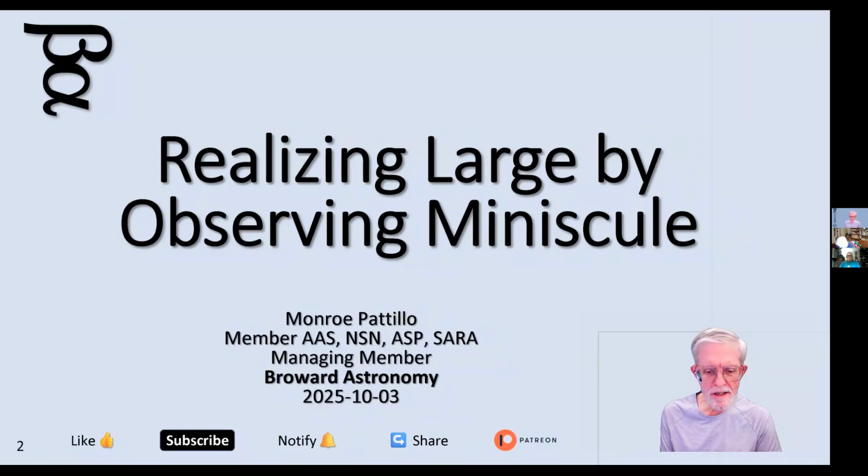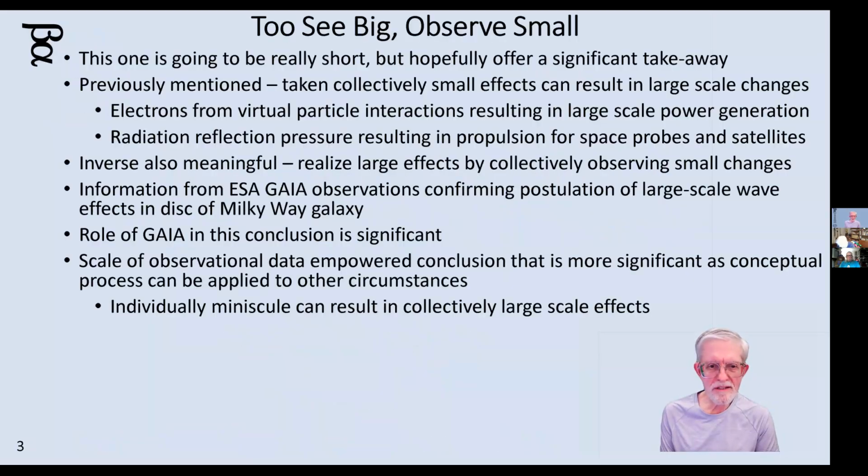It's related to the ESA Gaia probe and the observation that it found about there being large waves of moving stars in the disk of our galaxy, and how that's really seeing something big by observing a lot of something small. So I've on several presentations taken looks at collectively small things that can result in large scale changes, like picking off electrons from virtual particle interactions being used for large scale power generation, and how radiation reflection pressure can be used as propulsion for space probes and satellites.